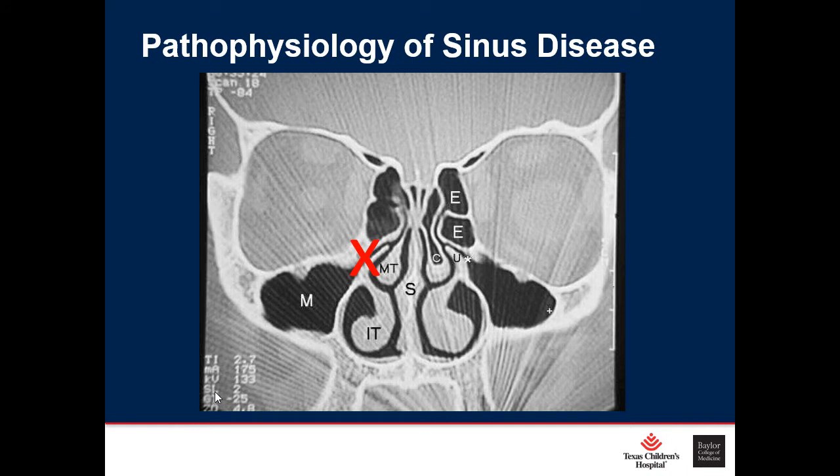We'll move on next to the pathophysiology of sinus disease, and as shown here, X marks the spot. Remember, the area just inside of the middle turbinate is called the osteomeatal complex, and it is obstruction at this point that we think triggers sinus disease.